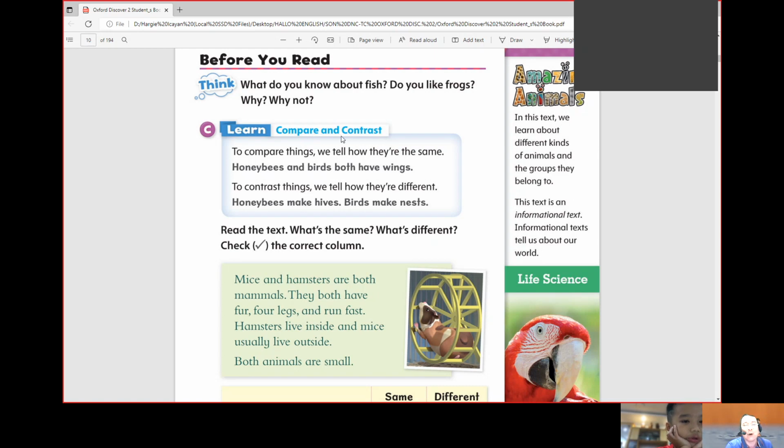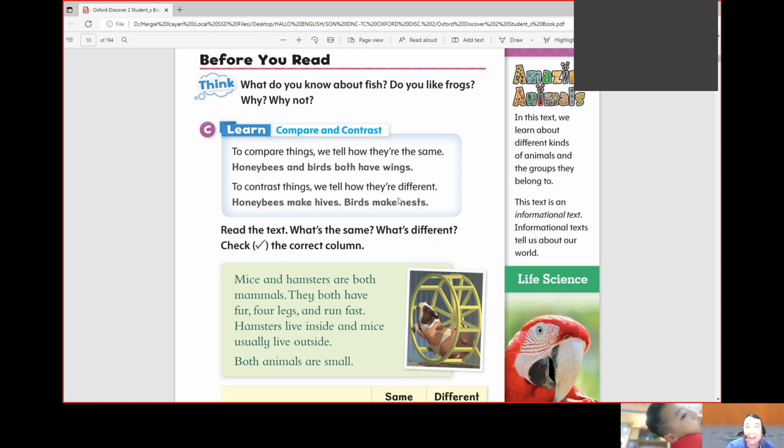Now, what about contrasting things? Can you read this one, son? To contrast things, we see how they are different. Honeybees make hives, birds make nests. Okay, so in order for us to contrast things, we tell their differences. In comparing, we tell how they're the same. In contrasting, we tell how they're different. So that means compare the same, contrast different.